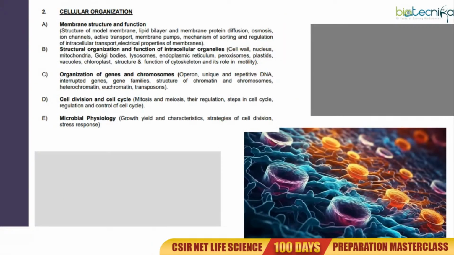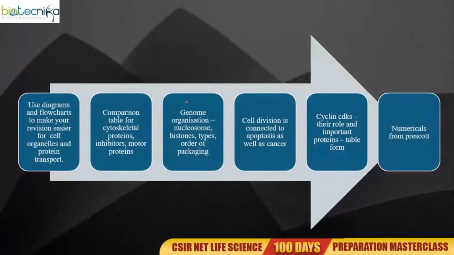Moving on to the next unit, we have the cellular organization part, that is the cell biology part. Undoubtedly, protein targeting plays a very important role, so by hook or by crook, you will get one or two questions from this part. Apart from that, structure of chromosomes, chromatin, and cell cycle regulation are other important topics. Now let's check how we are going to prepare this cell biology part. In the majority of cases, specifically the protein transport part, it is better to use diagrams. In certain cases, you can use flowcharts as well, but diagrams are recommended.